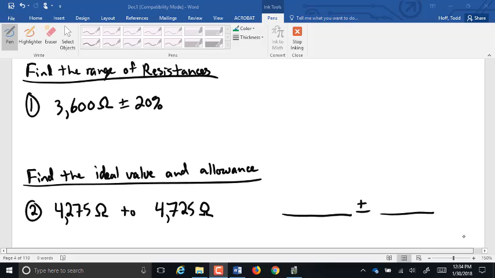So for the first one, what do we do? How do we construct the range? We need to change this into an absolute allowance, right? So that would be 3,600 plus or minus a certain number of ohms. How do we figure out how many ohms that's going to be?